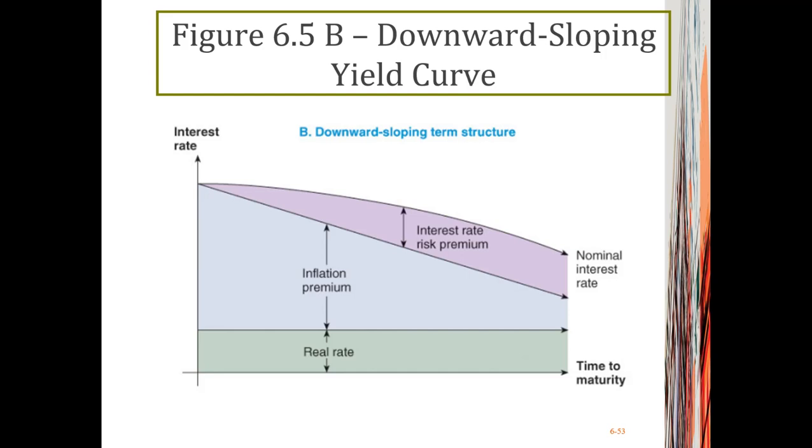Sometimes you will see a downward sloping yield curve. Why is that? And here you see why. Let's say real rate of return is the same for both short-term bonds and long-term bonds, but inflation premium could be much smaller for long-term bonds than short-term bonds. That explains why term structure can be downward sloping, even though interest rate risk premium is always greater for long-term bonds than shorter-term bonds.